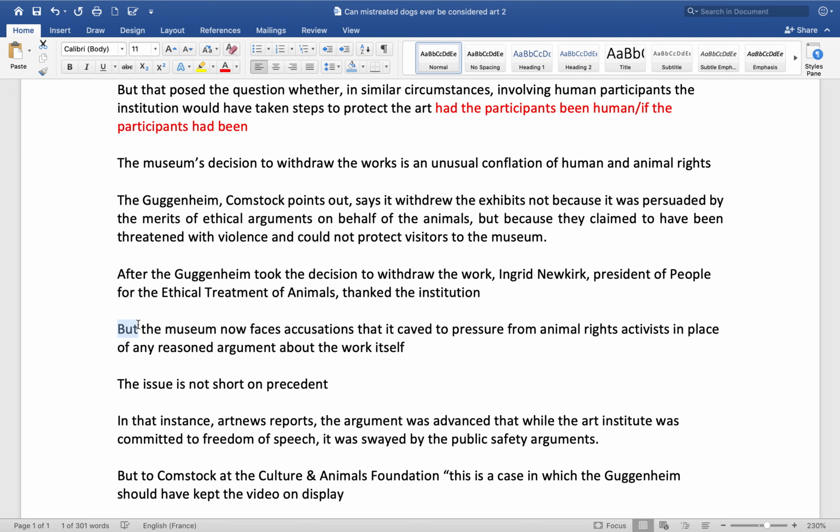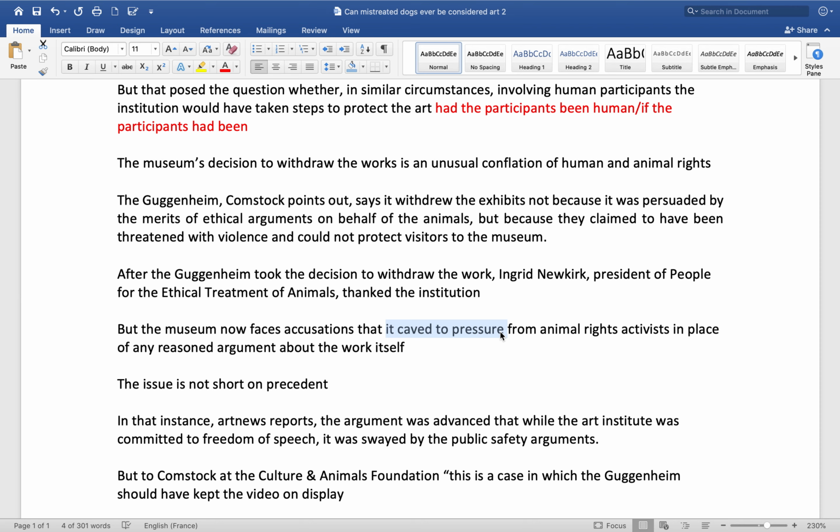But, and I will not stress this enough, when you see a but in an article, it's usually the interesting moment when something happens, because the journalist will stress a paradox or a tension, a contention, something that is moving the debate on, or the article on. But the museum now faces accusations that it caved to pressure from animal rights activists in place of any reasoned argument about the work itself. So once again, you get this repetition of ideas. It's sinking in now. You understand that the museum caved to pressure.